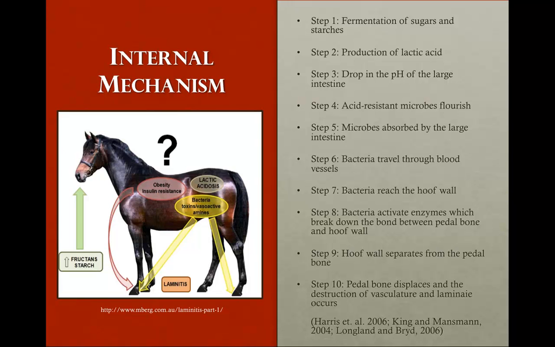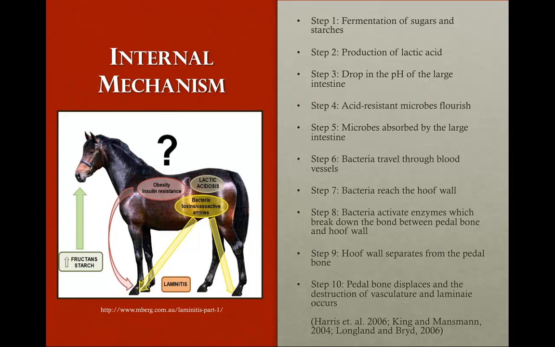So what is the internal mechanism occurring here? Science actually clearly suggests now that the development of pasture-associated laminitis is based on an initial drop in the pH of the large intestine of the horse. So to begin, let's go through the steps. The sugars and starches within the intestine ferment. This produces lactic acid and an increasingly acidic environment. The newly acidic environment of the intestine causes acid-sensitive microbes to deteriorate and acid-resistant microbes to flourish.